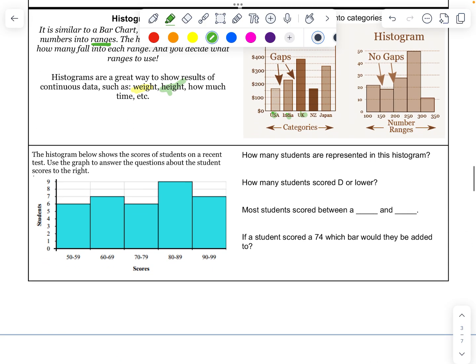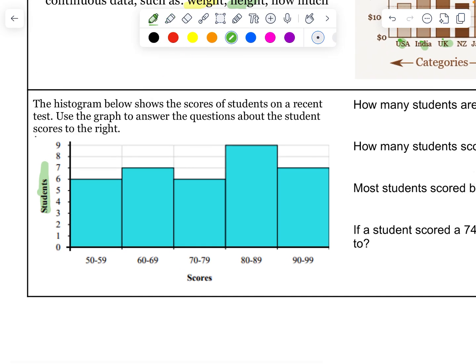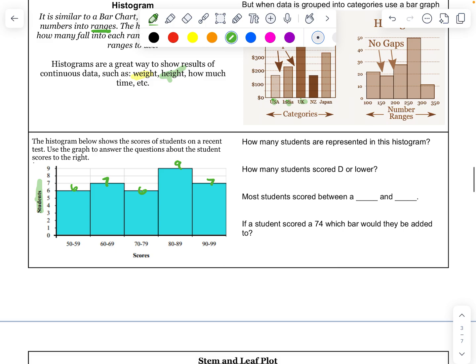So we're going to use this histogram to answer the questions. How many students are represented? So students are over here. So let's see. I've got 6 students here, 7 students here, 6 students here, 9 students here, and 7 students here. So that means there are 12 plus 7 plus 9 plus 7 more, 35 students.